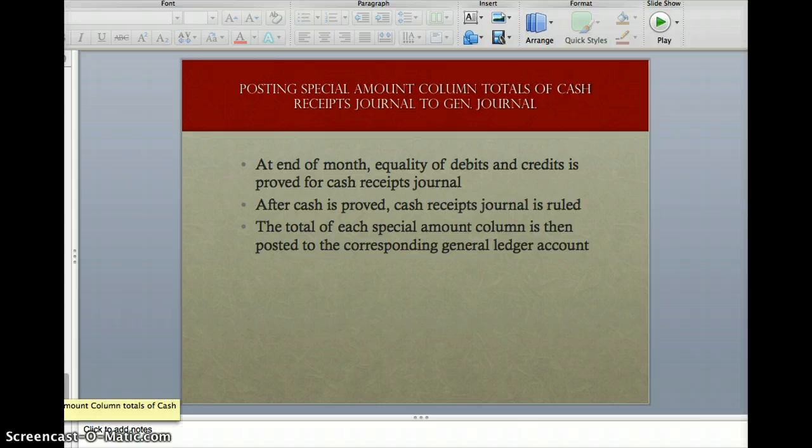Now we're going to post the amounts of the cash receipts journal into the general ledger. At the end of the month, the equality of debits and credits must be proved for the cash receipts journal. After we've proved cash, then we rule it, just like we've always done, and the total of each special column is then posted to the corresponding general ledger.